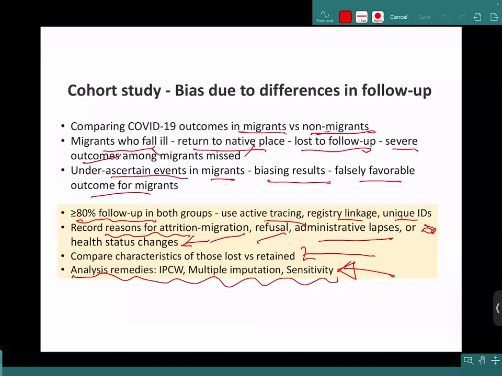And now what we have seen is there can be attrition or loss to follow up in cohort studies and intervention studies, which can also result in biases. For this loss to follow up, what we are going to see is this last sentence, that is, if there is loss to follow up, are there any analytical remedies or analytical techniques to handle it?